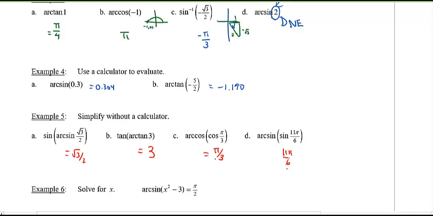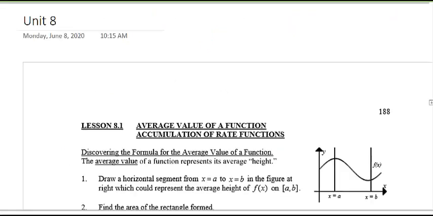Hold on. I thought that arcsine had range values between... Uh-oh.